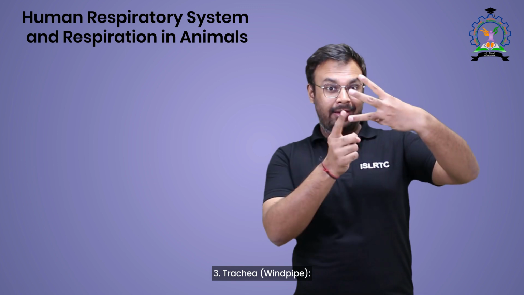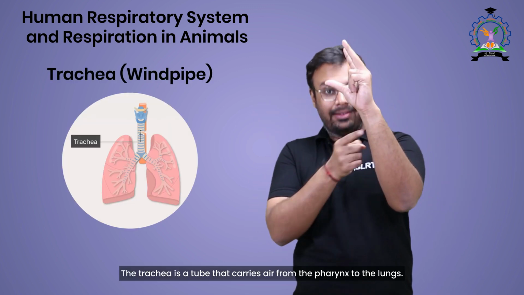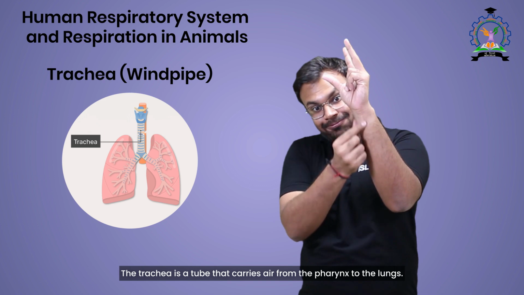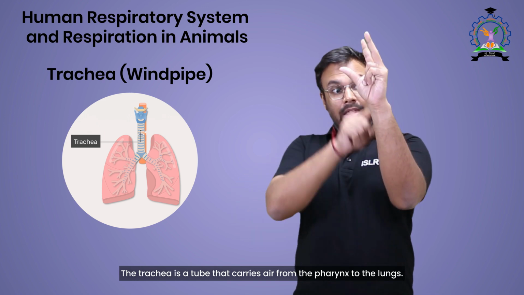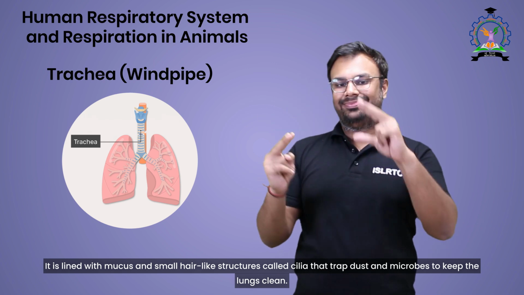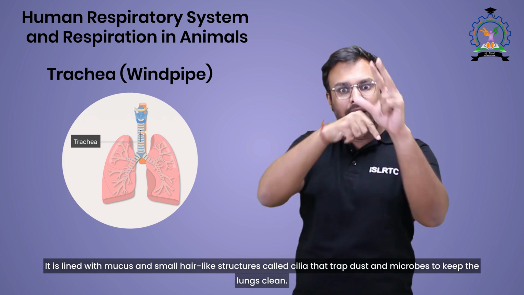3. Trachea, windpipe. The trachea is a tube that carries air from the pharynx to the lungs. It is lined with mucus and small hair-like structures called cilia that trap dust and microbes to keep the lungs clean.